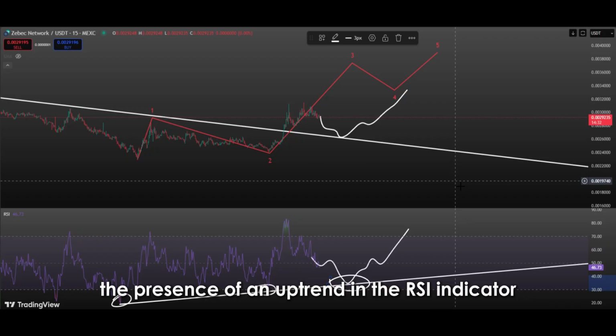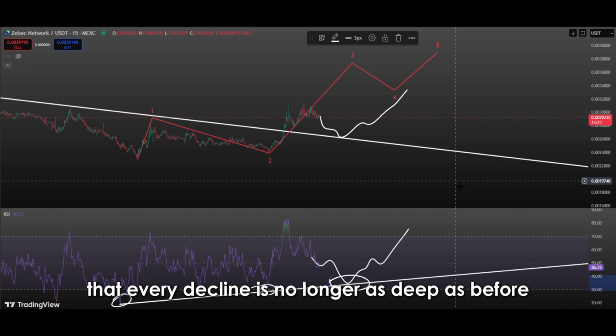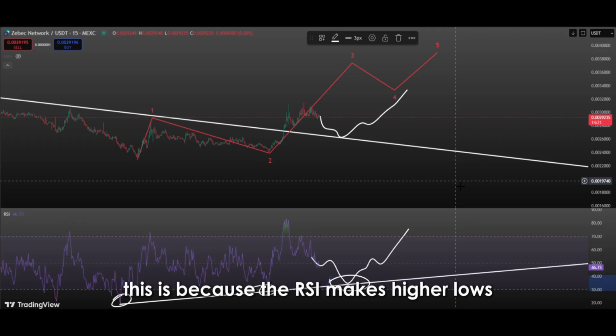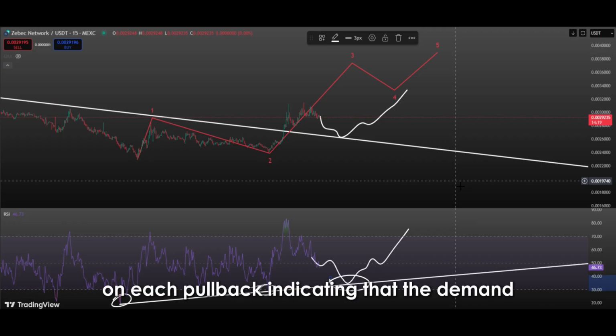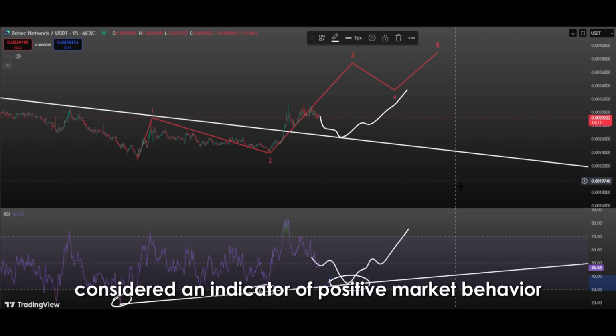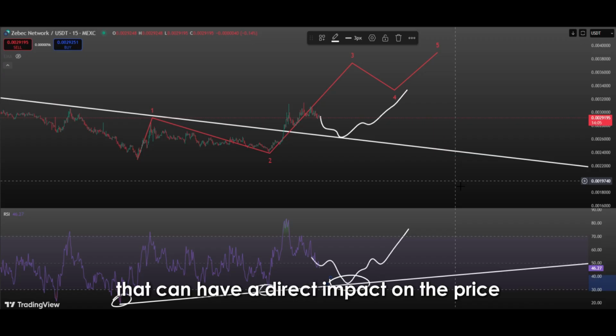The presence of an uptrend in the RSI indicator suggests that the market is starting to develop resistance to waves of selling, meaning that every decline is no longer as deep as before, indicating that buyers are gaining strength. This is because the RSI makes higher lows on each pullback, indicating that the demand side of the market has become significantly more active. This pattern is classically considered an indicator of positive market behavior. In the current situation, the RSI moving towards the rising trend line is a technical development that can have a direct impact on the price.